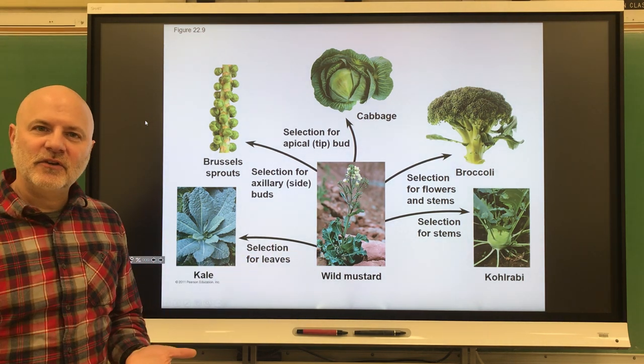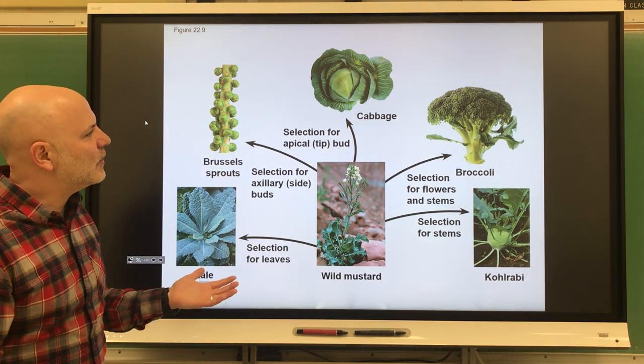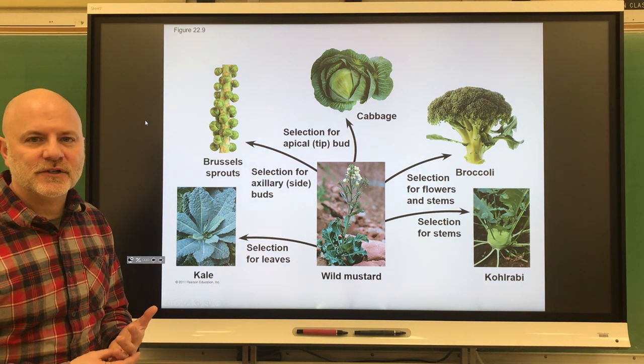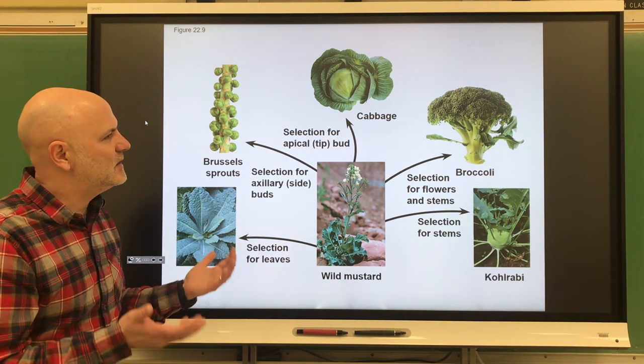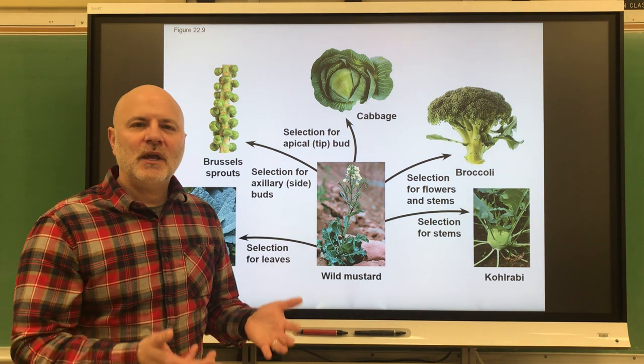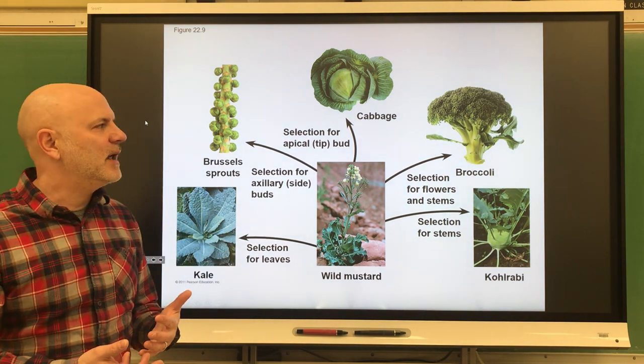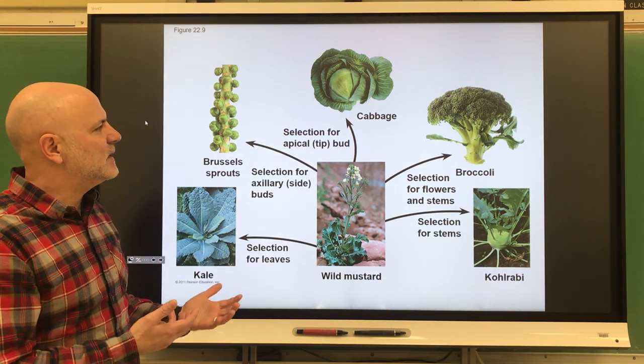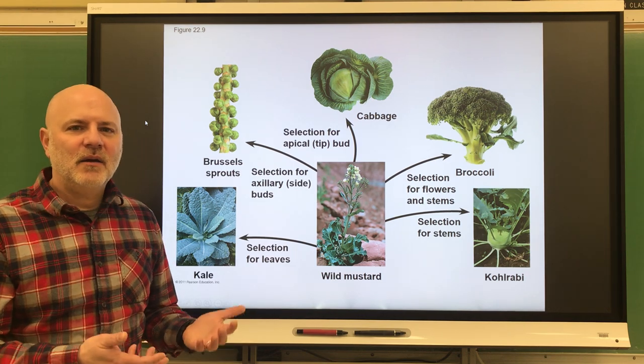So these were selectively bred. And the reason Darwin spent a lot of time looking at artificial selection was that it shows that species can be modified. And he thought if species can be modified by humans, then they can definitely be modified by the environment.